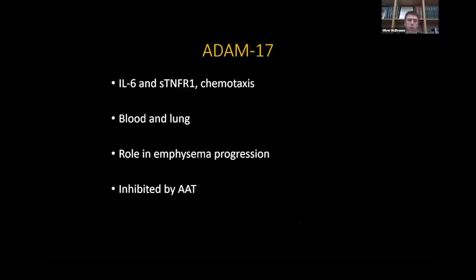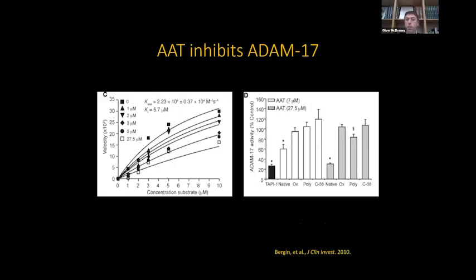So what are we dealing with, ADAM17? We're dealing with something that can modulate the effects of IL-6, can give us soluble TNF receptor 1 as a biomarker, can influence chemotaxis. It's detectable in blood and lung. It looks to have a role in emphysema progression, and wouldn't you know it, it's also inhibited by alpha-1 antitrypsin. Here's work from Dave Bergen back in 2010 showing inhibition of ADAM17 by alpha-1.